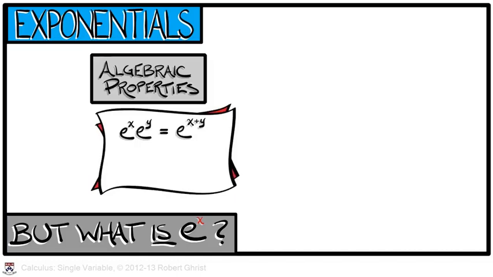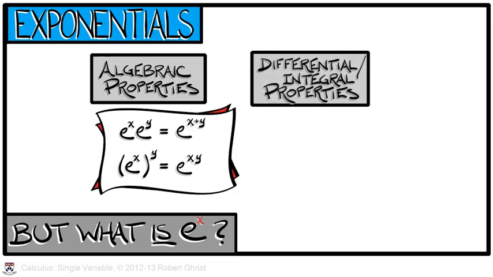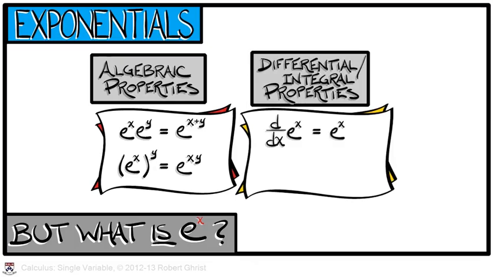I hope you remember that e to the x times e to the y is e to the x plus y, the exponents add, and e to the x raised to the y power is e to the x times y. In your prior exposure to calculus, I'm sure that you've seen some of the differential and integral properties of this function. E to the x has this wonderful property that it is its own derivative, and, of course, that it is its own integral, at least up to a constant.